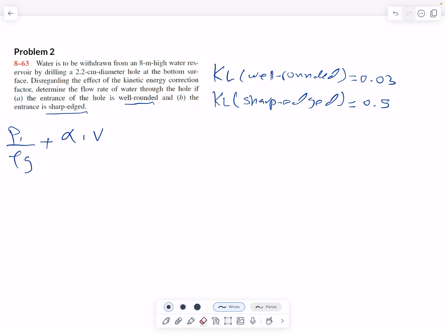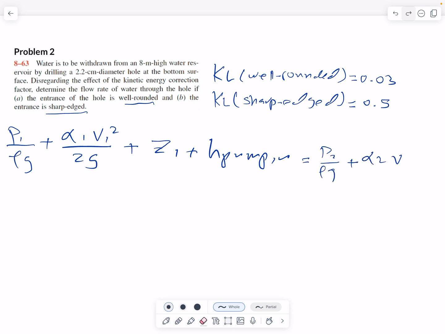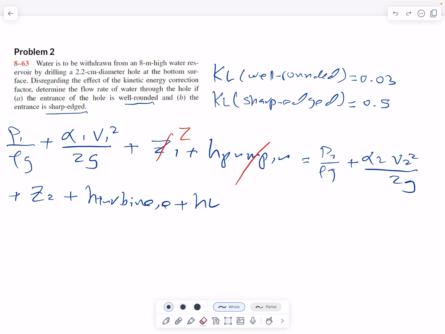Now we use Bernoulli's equation, which is P1 over rho g plus alpha 1 V1 squared over 2g plus Z1 plus H pump U equals P2 over rho g plus alpha 2 V2 squared over 2g plus Z2 plus H turbine E plus head loss. We cancel the H pump U because we don't have a pump. What else do we need to cancel? We cancel P1 and P2 because they are the same as atmospheric pressure.